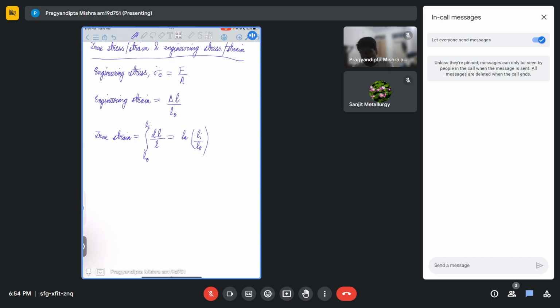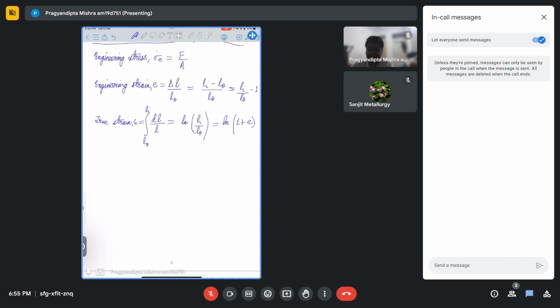So if I rewrite this, Li by Lo is equal to Li minus Lo divided by Lo, plus 1, right? So Li by Lo will be Li by Lo minus 1 plus 1. So I can write this as 1 plus whatever is the value of engineering strain. So engineering strain, let's represent it by e, while true strain, let's write it as epsilon. Okay. So this is your relation between true strain and engineering strain.